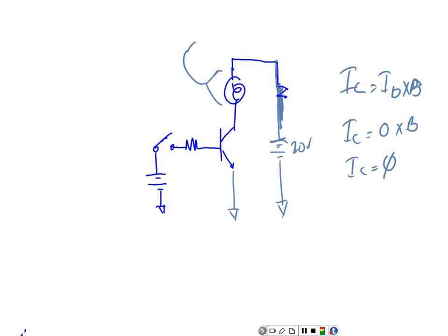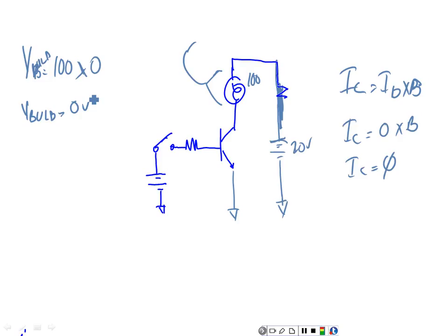Now let's see. V across the bulb is equal to the resistance of the bulb, so let's say it's 100 ohms, times the current through the bulb. That's equal to 0 because I have no IC. So the voltage across my bulb is going to be equal to 0 volts. Folks, this is basic stuff. So 0 volts across my bulb because the transistor is acting like an open switch.